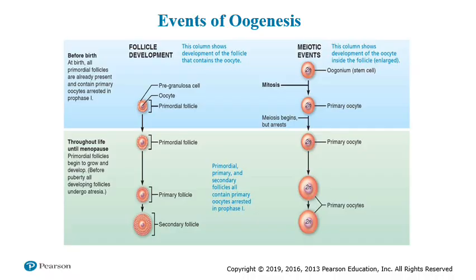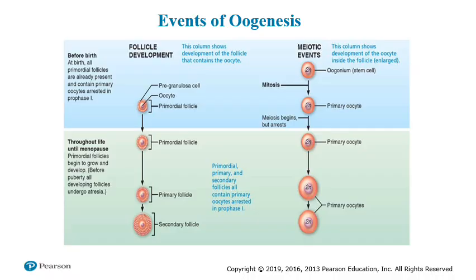The difference between a primordial follicle and a primary follicle, besides its maturity, since it takes a full year for a primordial follicle to develop into a primary follicle, is the type of cell that surrounds it. A primordial follicle has a layer of squamous epithelium.